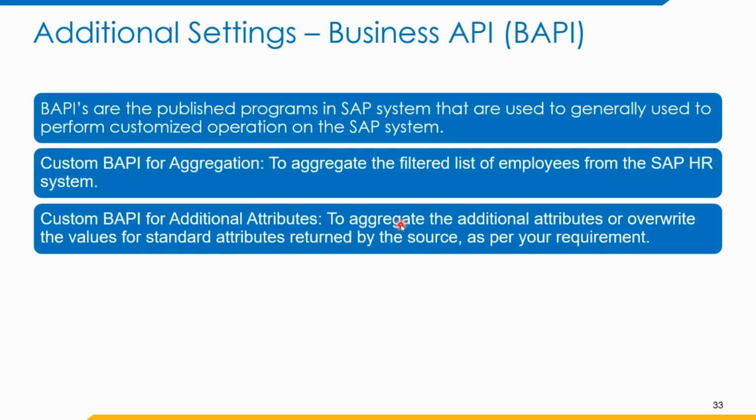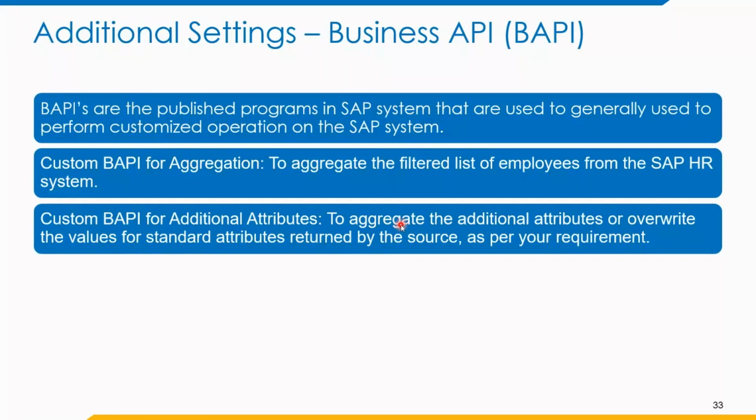Coming to additional settings, SAP SailPoint also supports BAPIs. BAPI stands for Business APIs. BAPIs are published programs in the SAP system that are generally used to perform customized operations on the SAP system. SAP provides a lot of features, so if we want any customizations to those features, we can use BAPIs.